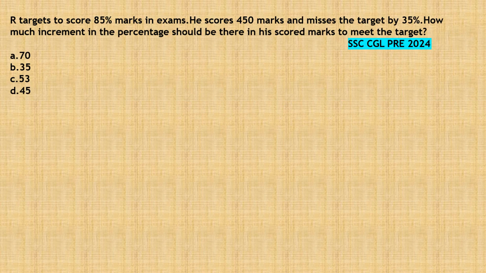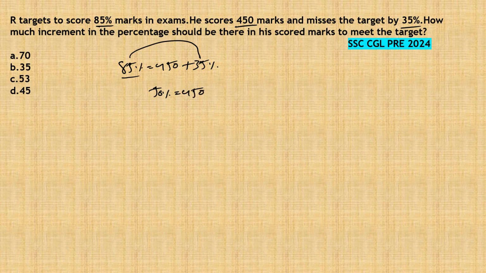A person R targets to score 85% marks in exams. He scores 450 marks and misses the target by 35%. If he had scored 35% more, he could have reached the target. Therefore, 450 plus 35% denotes the target, that is 85%. If you deduct 35 from 85, we will get 50% is equal to 450.